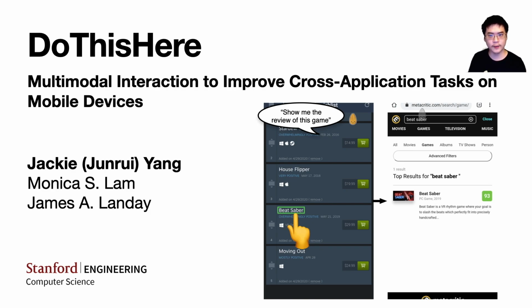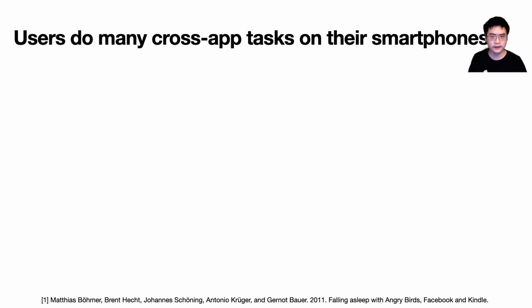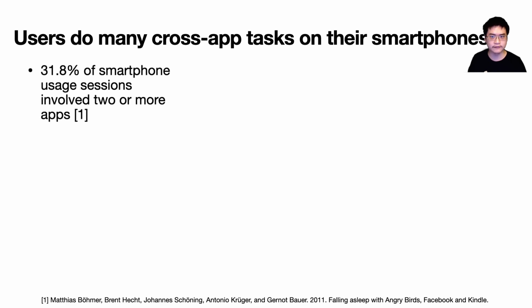Today on behalf of my advisors, Monica Lam and James Landay, I'm here to present DoThisHere, multi-modal interaction to improve cross-application tasks on mobile devices. To understand this issue better, we first look at how people use multiple apps on their smartphones. Prior work in 2011 has shown that 31.8% of people's usage sessions involved 2 or more apps. This number may be even higher today.